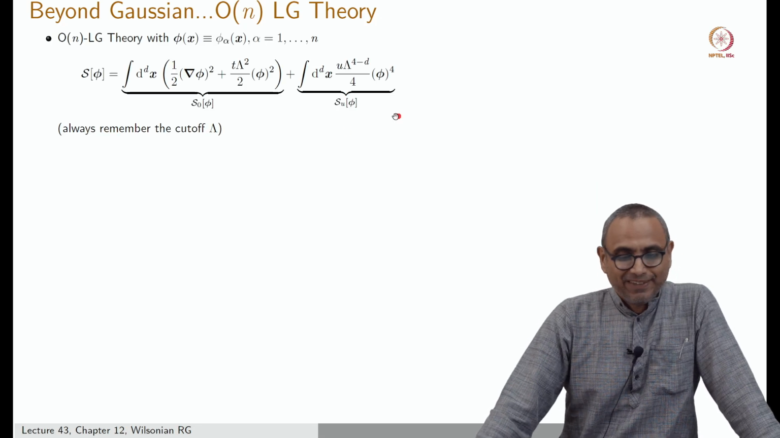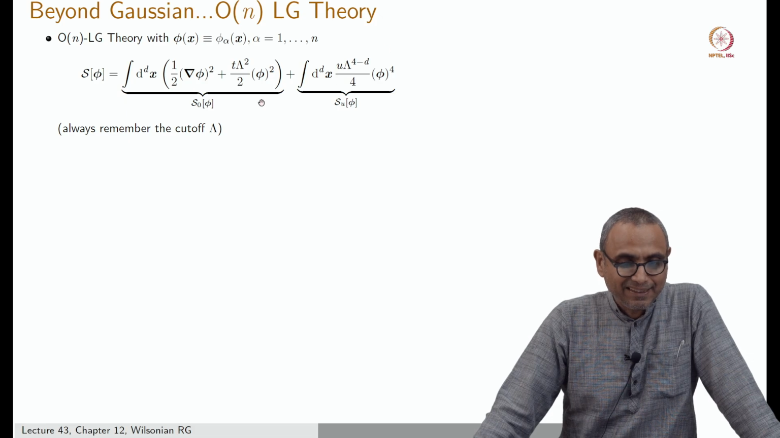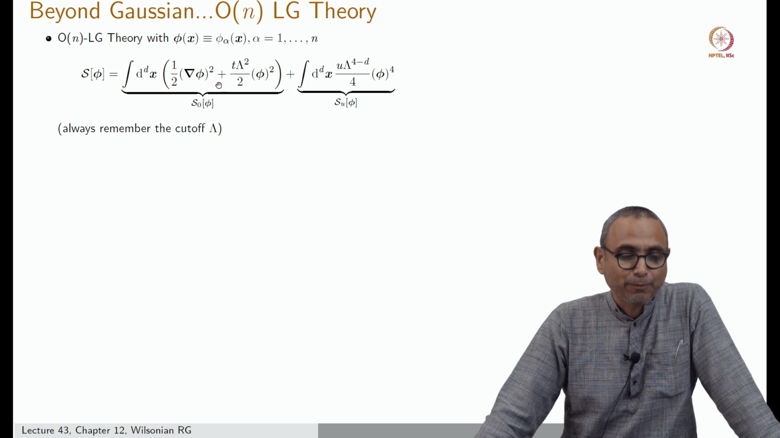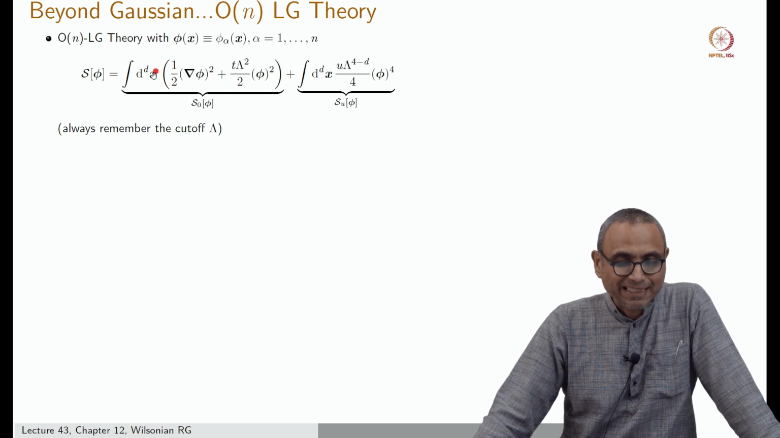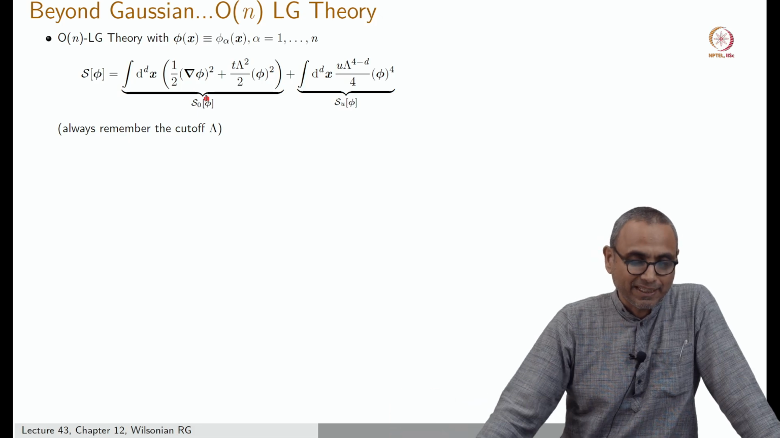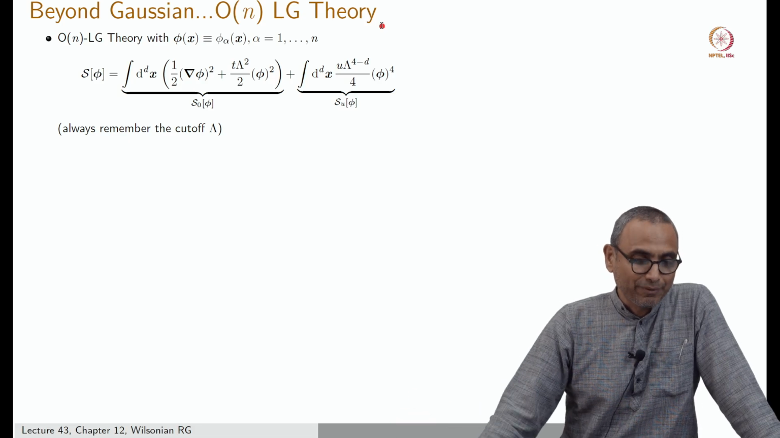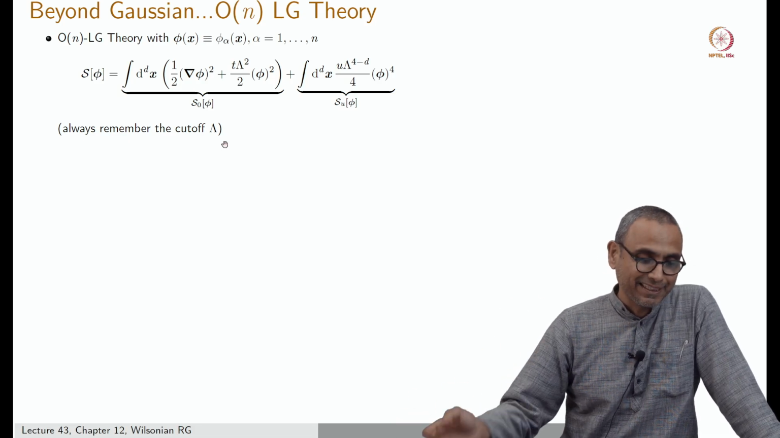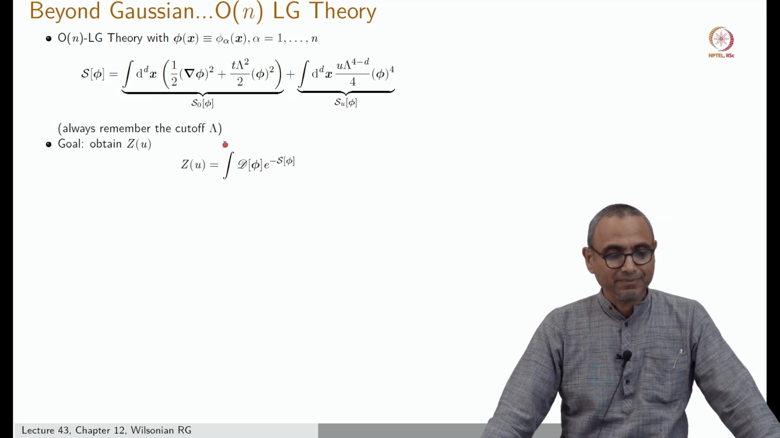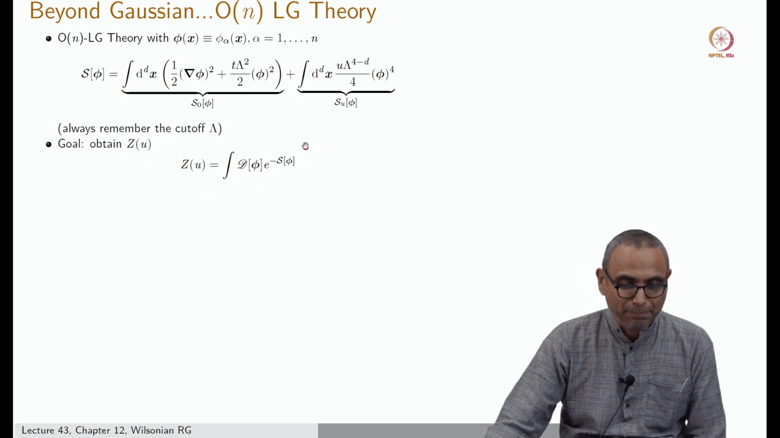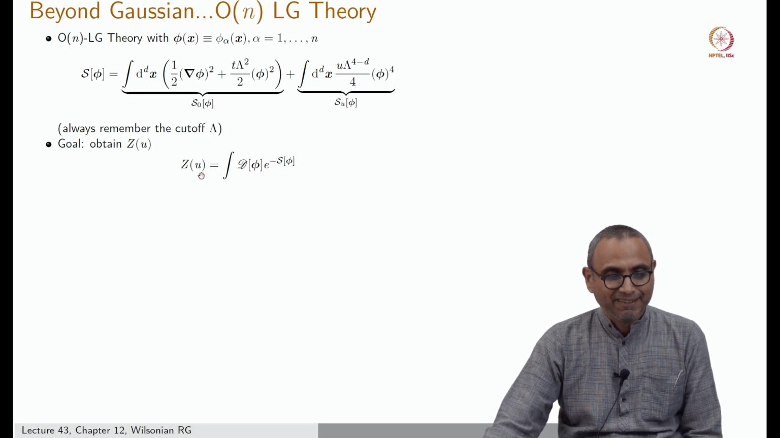Okay, so we just repeat the action here, and what I'm going to do is keep this as S_0 of phi. So this has no U in it, that's why it's called 0, and it's the Gaussian piece, and the Gaussian fixed point will be described by t equal to 0. So this action is still Gaussian in the sense that it is quadratic in phi, and I cannot overemphasize this point: always remember that there is a cutoff in the theory, and that's lambda. So our goal is to obtain the partition function as a functional integral on this when u is not 0.